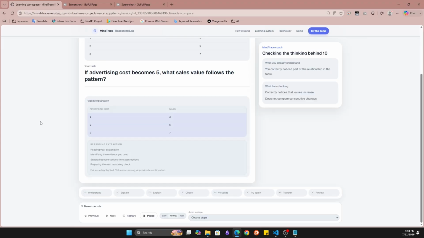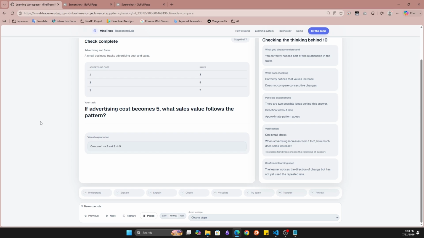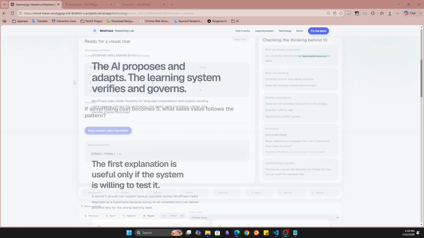This is the learner-facing workspace. The learner does not only submit an answer, they also explain their thinking and confidence. MindTrace uses that reasoning evidence to decide what to verify next. The coach panel gives guidance without immediately giving away the answer, and the bottom progress path shows the journey from understanding the problem to retry, transfer, and review.